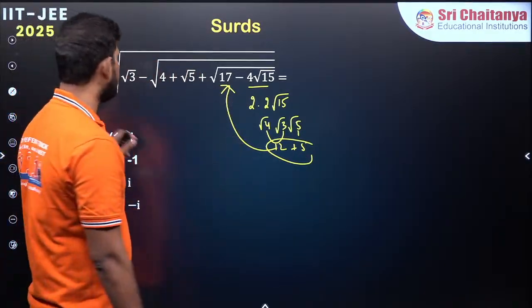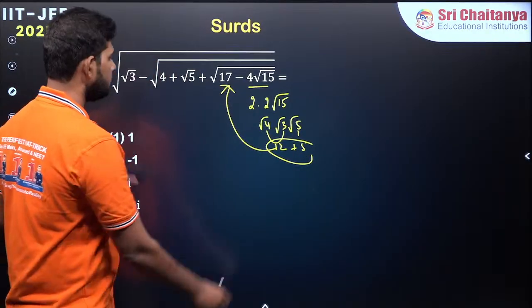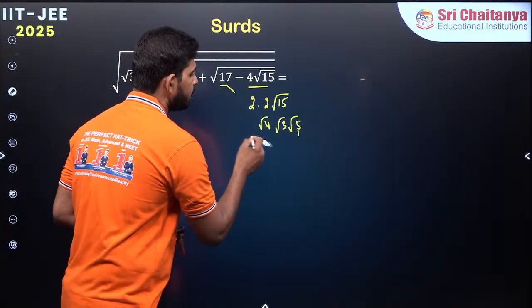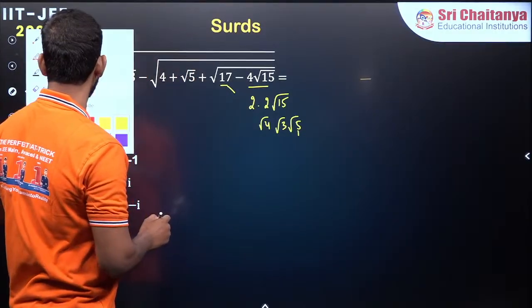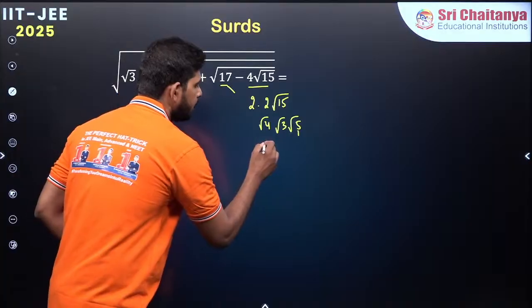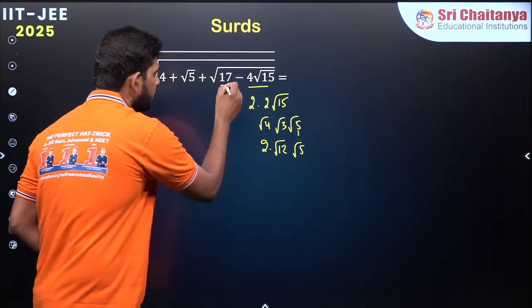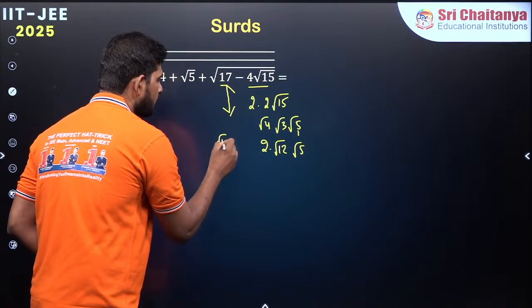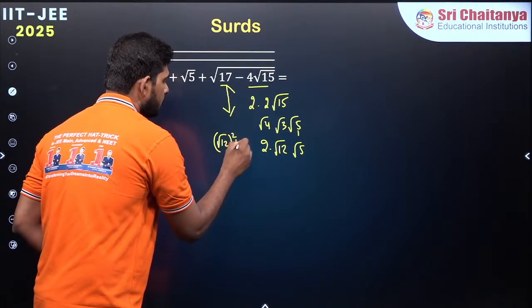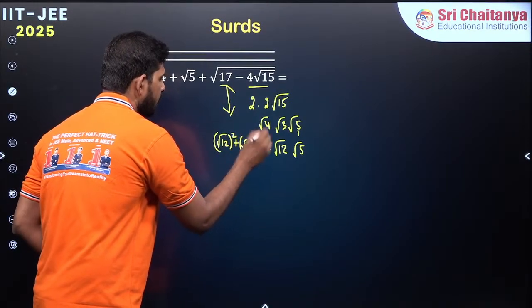That is why I am going to take these as the factors here. So the factors that we have got are 2 and root 12 and root 5. And this can be written as again root 12 whole square plus root 5 whole square. Minus is there.